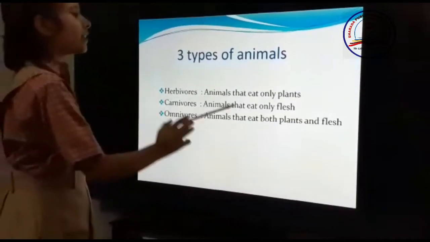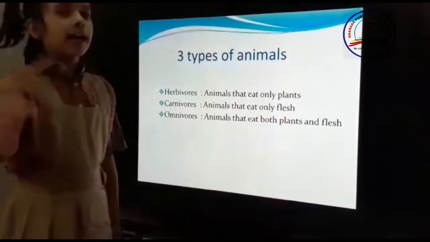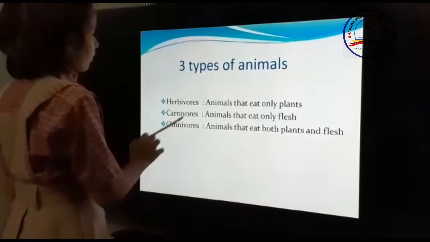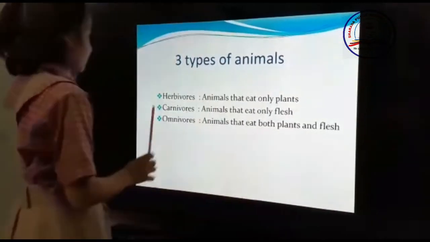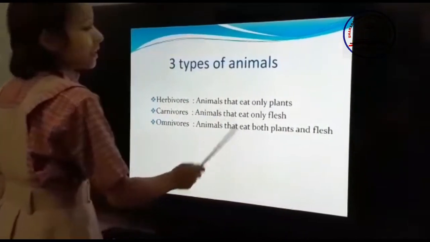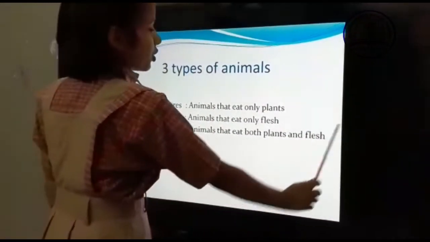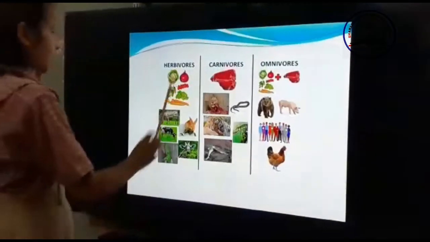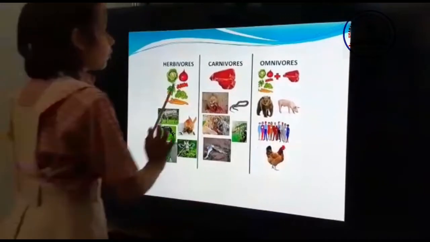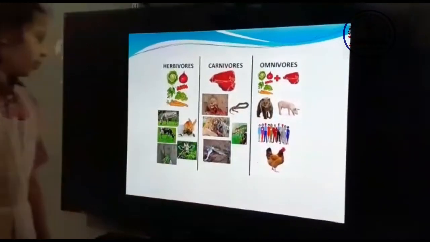Herbivorous: animals that eat only plants are called herbivorous. Carnivorous: animals that eat only flesh are called carnivorous. Omnivorous: animals that eat both plants and flesh are called omnivorous. There are some examples of herbivorous, carnivorous and omnivorous animals.